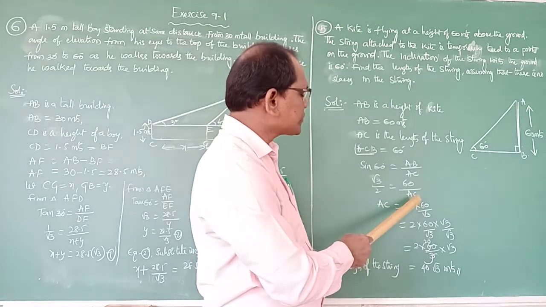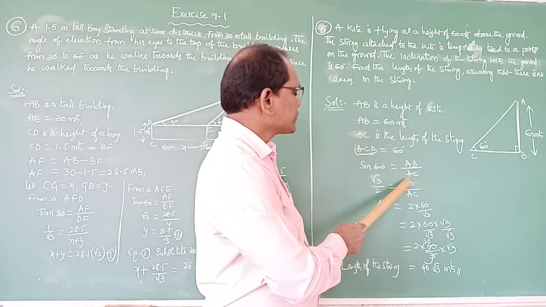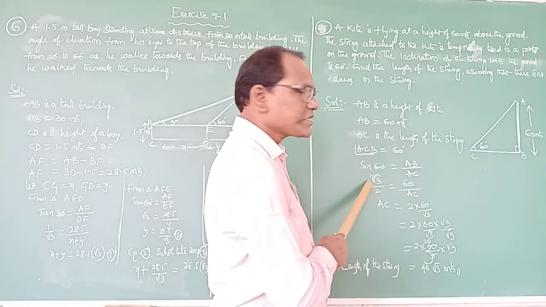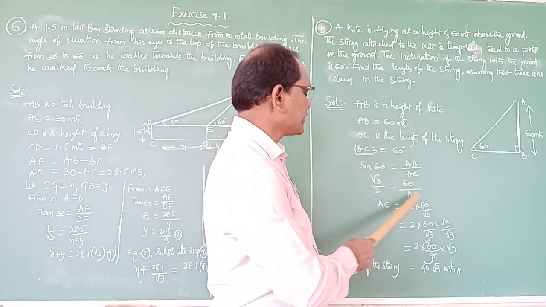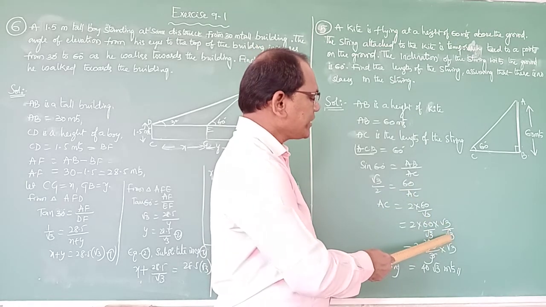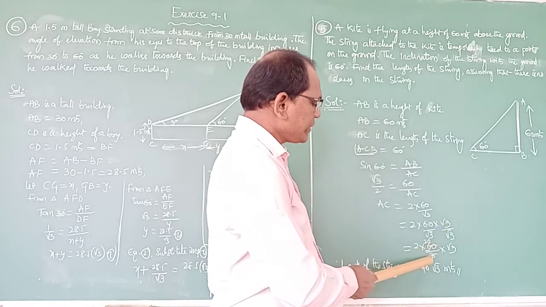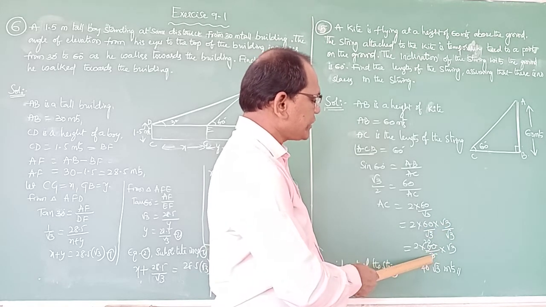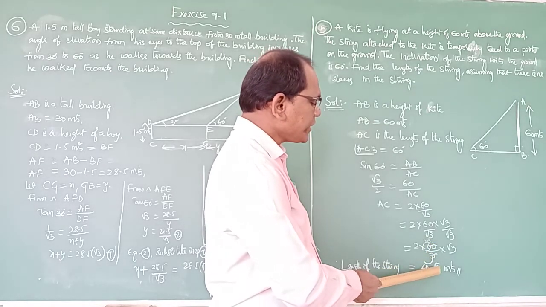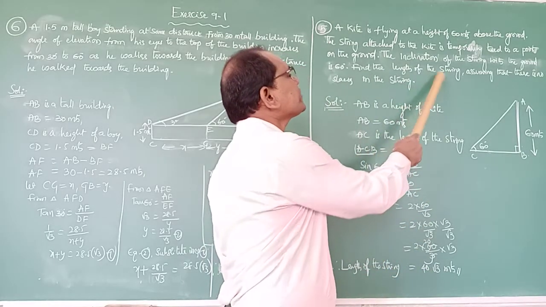Therefore, by cross multiplication, children, AC equals 60 into 2 by root 3. We write the reciprocal. So AC equals 2 into 60 by root 3. Rationalizing, multiply by root 3 by root 3. Therefore, 2 into 60 into root 3 by root 3 into root 3, which is 3. 3 twenties are 60, so 20. 2 into 20 is 40 root 3 meters. That is the length of the string.